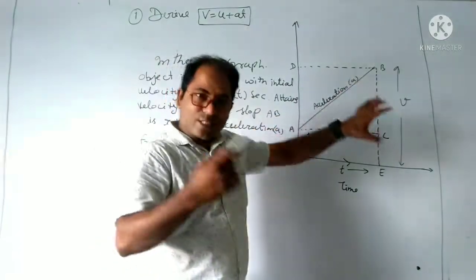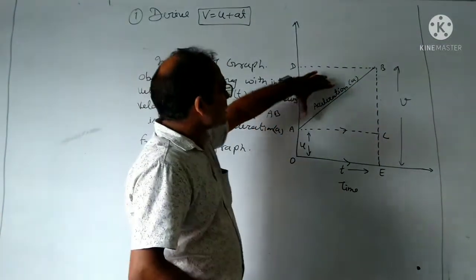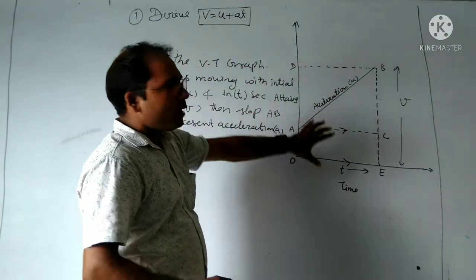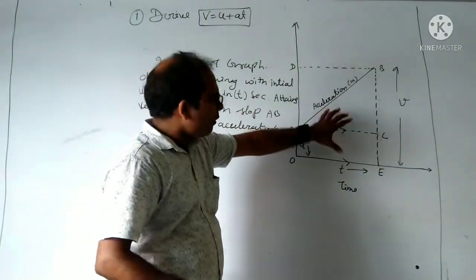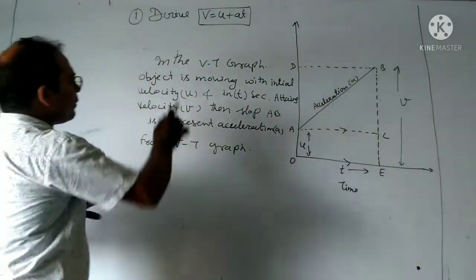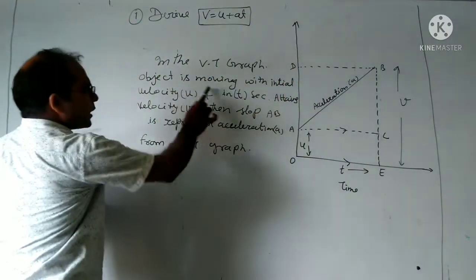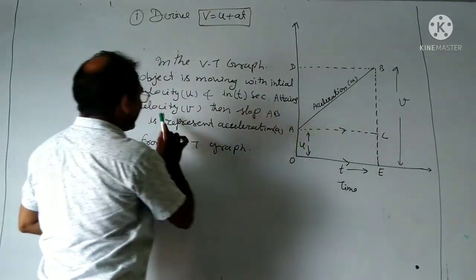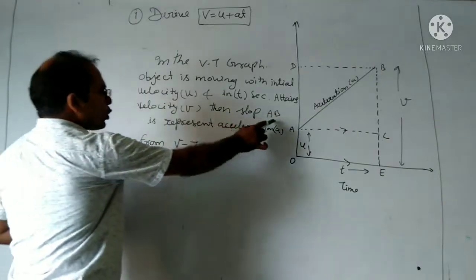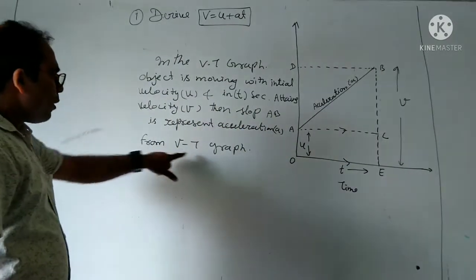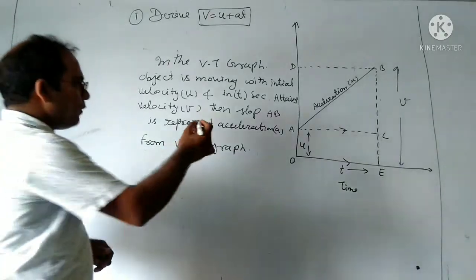The velocity is increasing, which means there is an acceleration. So the slope AB represents acceleration, because a velocity-time graph always represents acceleration. Here acceleration is the slope. In the velocity-time graph, the object is moving with initial velocity u, and in t seconds attains velocity v. Then slope AB represents acceleration a.